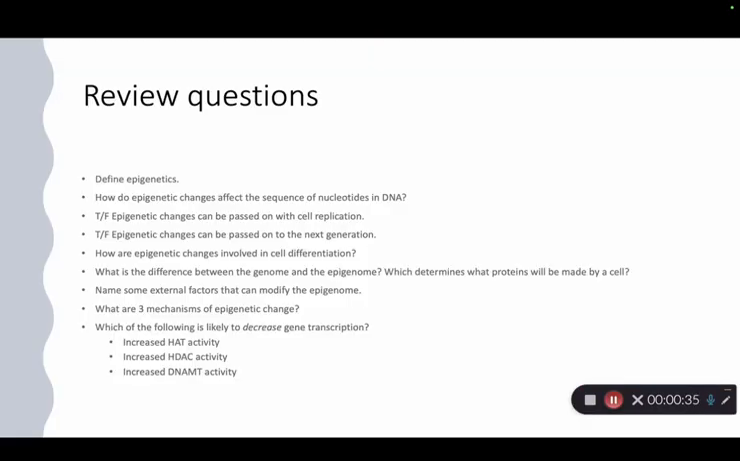Here are some review questions that you can reflect on to help understand the information in this next section. What is the relationship between the genome and epigenome? How do epigenetic changes influence development? And what happens when they go awry? These questions are essential in both developmental biology and fields like cancer research and regenerative medicine.